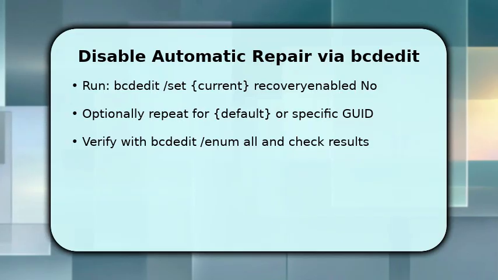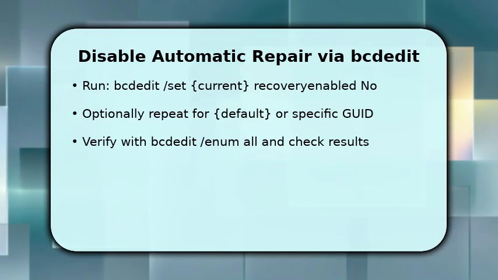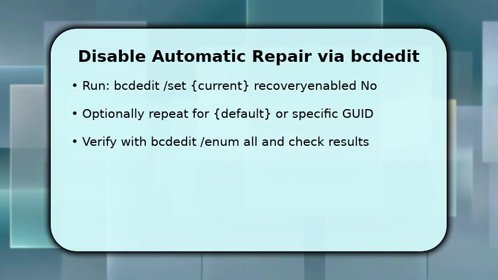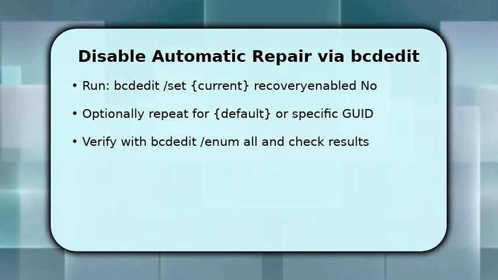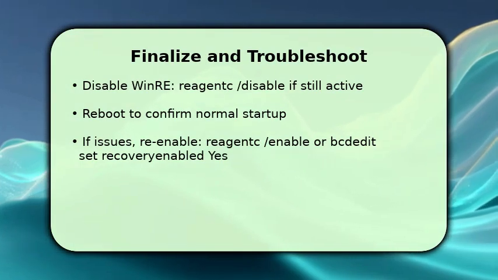Once done, verify with bcdedit /enum all to confirm the recovery enabled value is set to no. This prevents Windows from forcefully entering the recovery loop. If you need to apply to other entries, repeat for each GUID. Do not skip verification. You finish by disabling WinRE if it remains active.